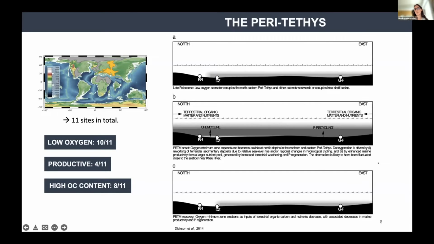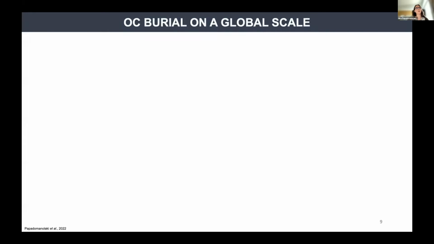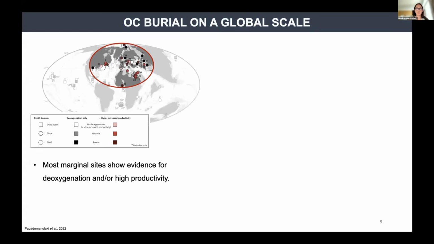So just like modern marginal seas, it's a very dynamic environment even before you start adding rapid climate change to the equation. Now, we've done some compilation work on both the factors controlling organic carbon burial and organic carbon burial itself. Again, we are kind of restricted by the sort of data that we have. Ideally, we'd want to have information on rates of deposition of organic carbon, but those are not always easy to come by. This was a global compilation for high productivity and/or deoxygenation.